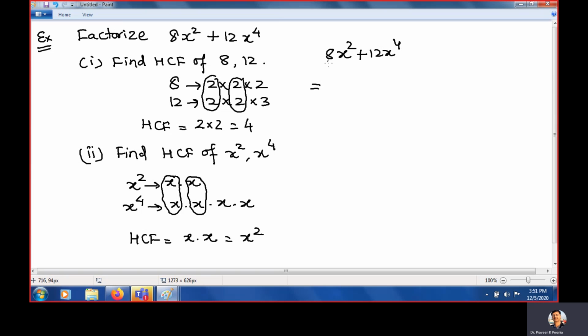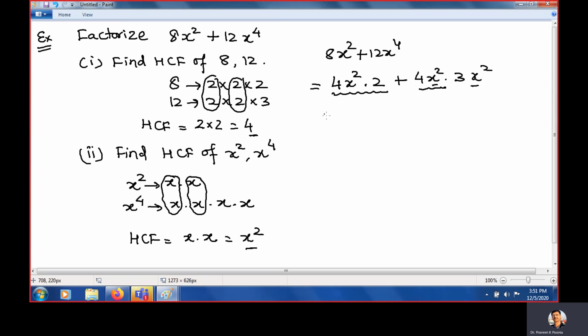Clear? Now let us take this 8x power 2 plus 12x power 4. Now you need to break it. How much is the common HCF? The common HCF is 4 into x power 2. So write here 4x power 2 into x power 2 already included, 4 times 2 plus. So we have broken it into two terms: one is the HCF, another is the remaining. Here also 4x power 2 into, look, 12 divided by 4 is 3. So 4 times 3 is 12. Clear? And x power 4 divided by x power 2 is x power 2. So x power 2 into x power 2 is x power 4.